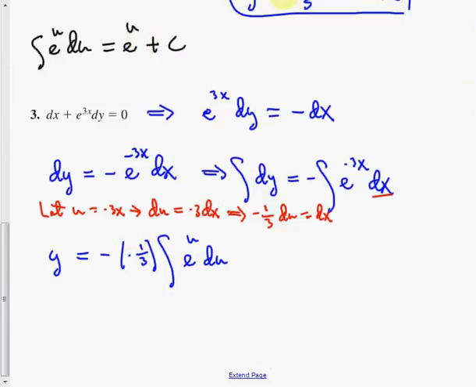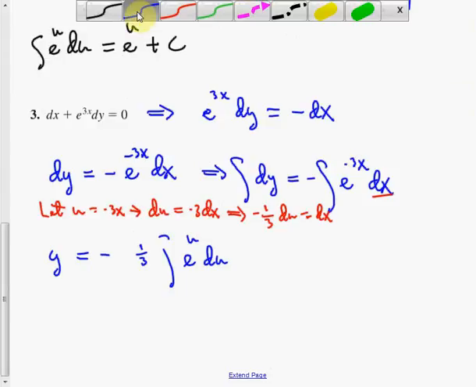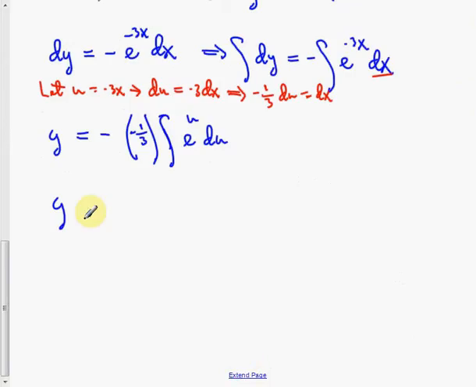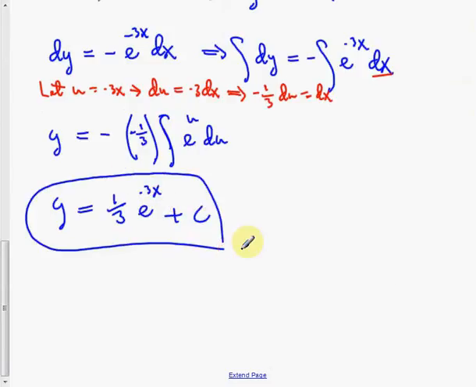So this is in parentheses. It's better to write with chalk. So here we get y is equal to, negative times negative goes out, it's just 1/3 times e to the u, but u is negative 3x, and then plus some constant c. Okay. So very straightforward, nothing fancy. You've seen this before from Calculus 2.